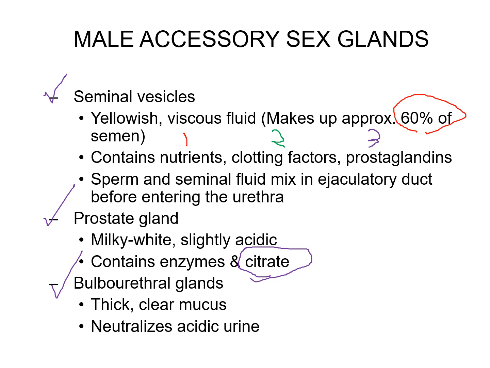And that's probably the most important thing that the prostate gland does. Citrate is basically just a sugar. And as I mentioned, with the nutrients, the more sugar we have, the more ATP we can have, the more swimming and faster swimming we can do. So yes, the seminal vesicles are contributing to the ATP, and the prostate gland is also contributing to the ATP.